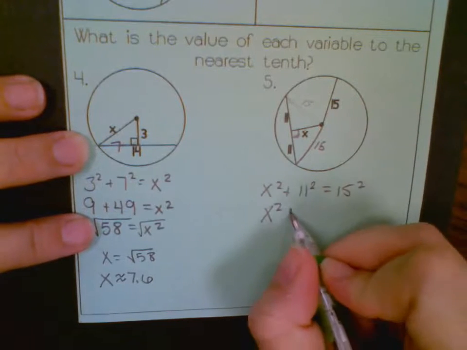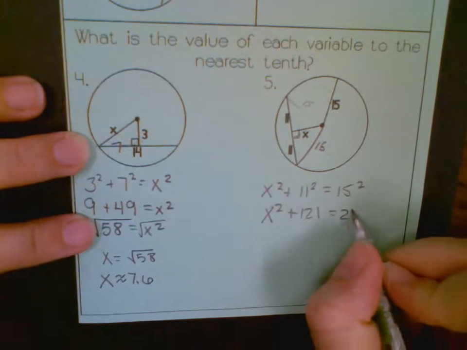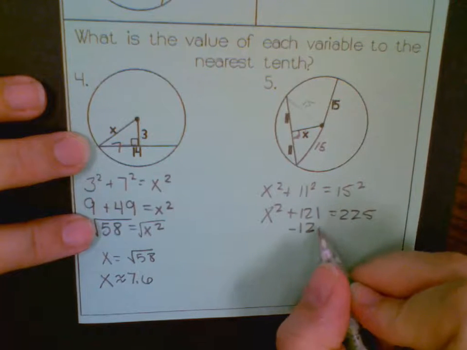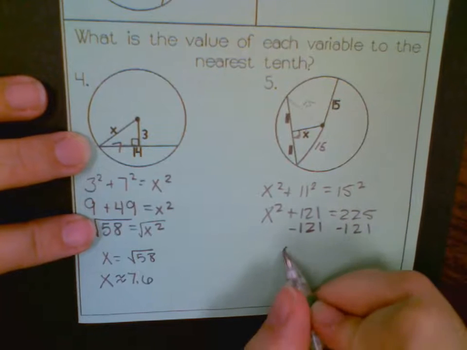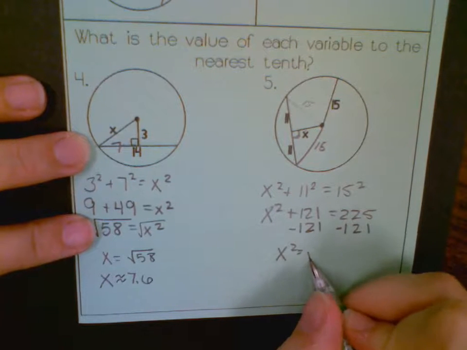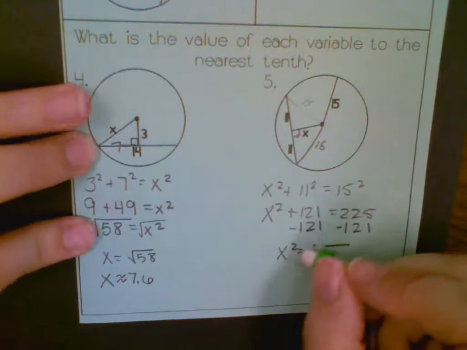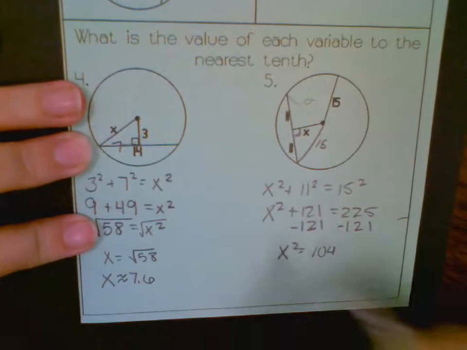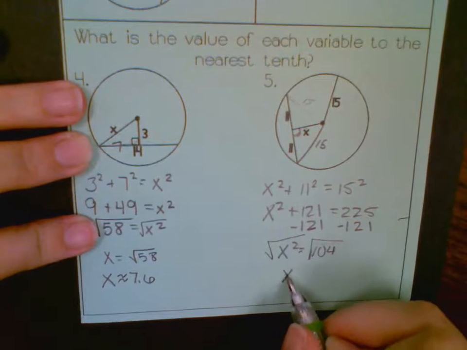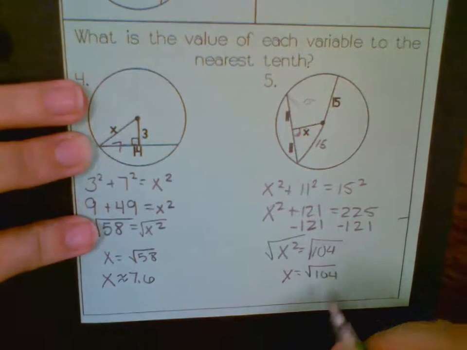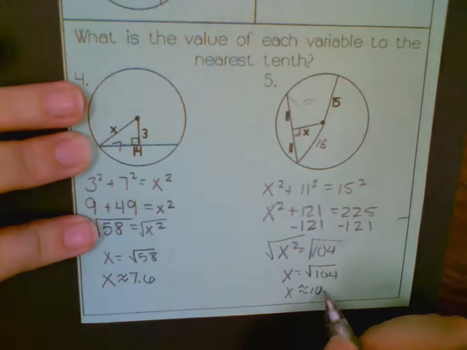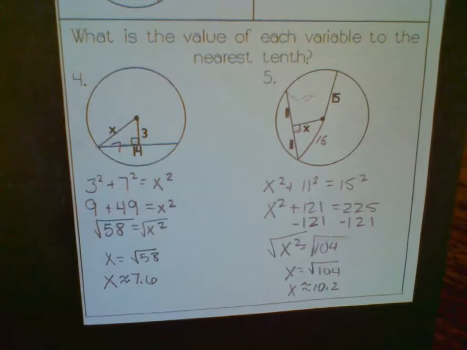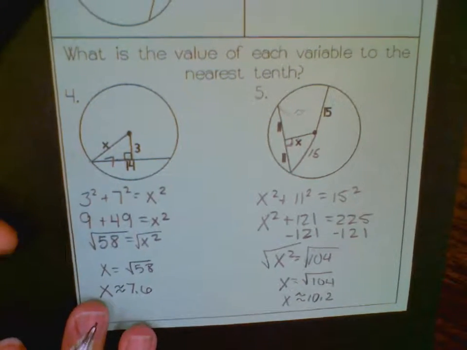So if we square our numbers, then what would we do next? Good, we would minus this. So x squared is equal to, not yet, it's equal to 104, and then we can take the square root. So x is equal to the square root of 104, which is approximately 10.2. Good.